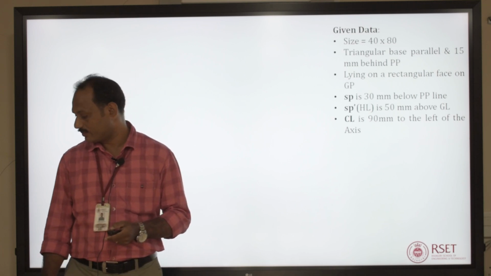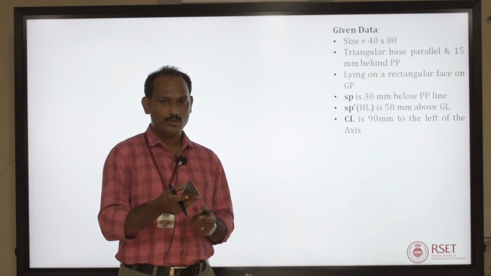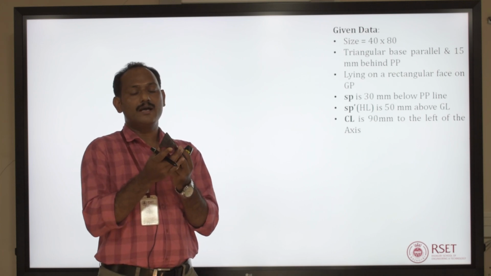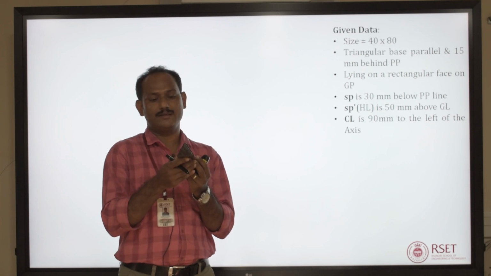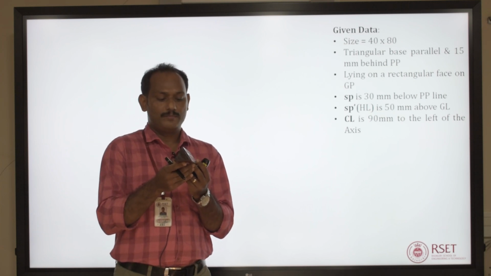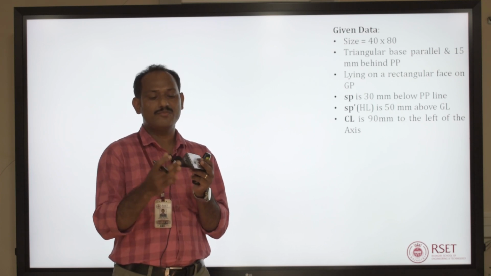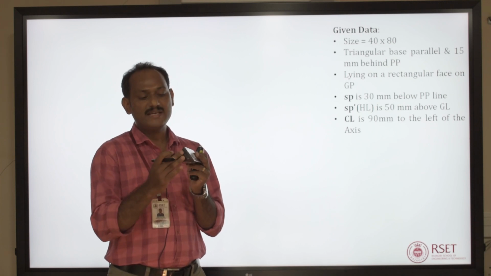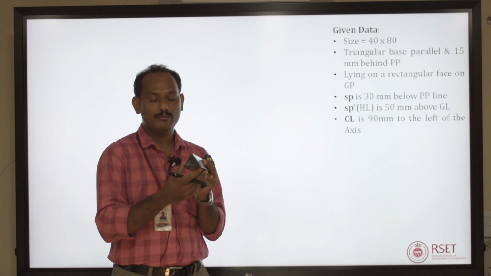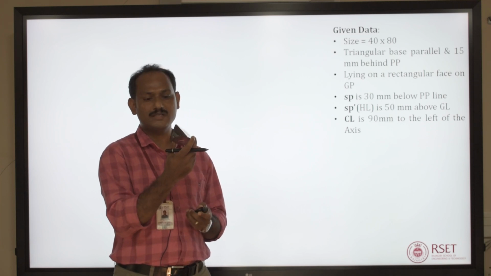This is a triangular prism. So, it is resting on the ground plane like this. So, you can see a triangular prism, it is resting on the ground plane. Its axis is perpendicular to the picture plane, and the front triangular base of the prism is parallel to the picture plane, and it is 15 mm behind PP. So, this is the position of the object.